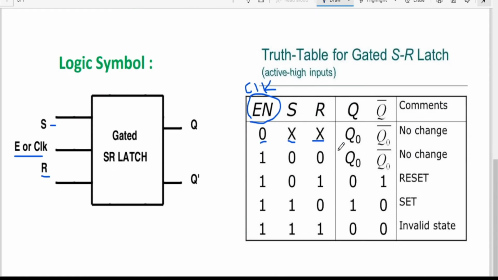So here I say that whenever the enable input is 0, whatever input I give to S and R, like 0 0, 0 1 or 1 0, the output is not going to change. They are going to remain in the same state only, that is Q naught and Q naught bar. There is no change in the state.